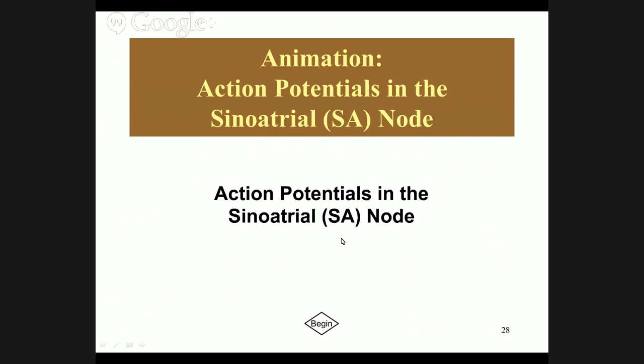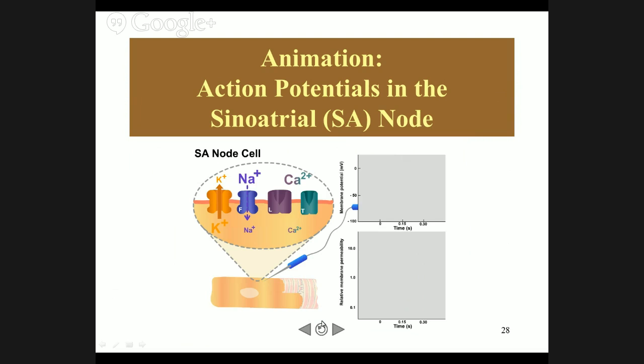This next animation talks about the action potentials in the sino or SA node, sinoatrial node. Start with the potassium channels closing, then the sodium channel closes, and then the calcium channel opens. And then it closes, and so sodium flows in again, and potassium flows out.